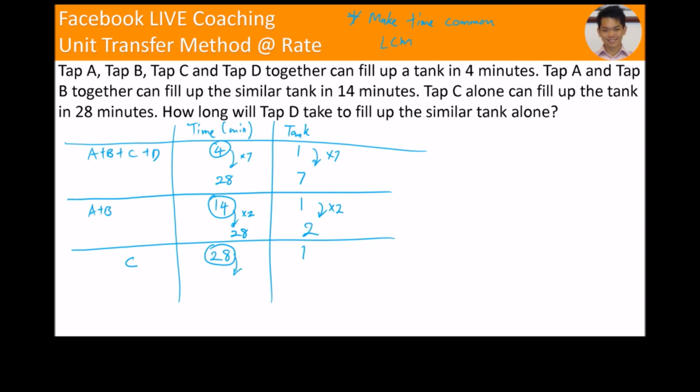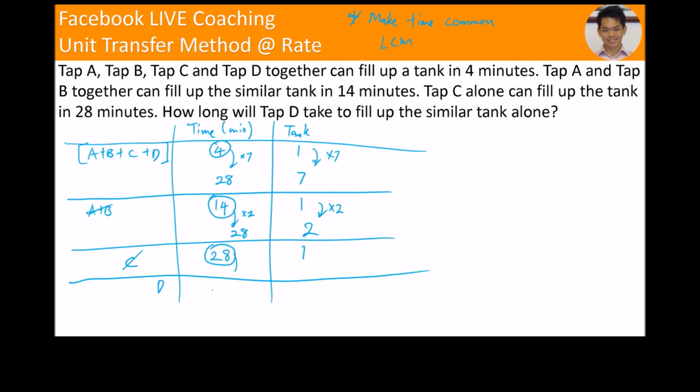So for C, there's no need to multiply out. Okay, so how do I find D? Now to find D, we can take the total of everyone, A plus B plus C plus D, get rid of A and B, and get rid of C.